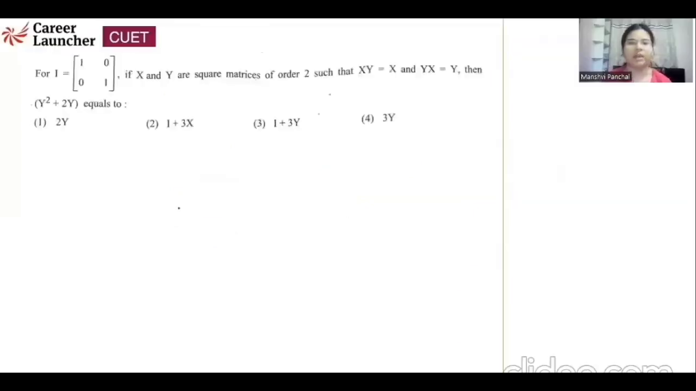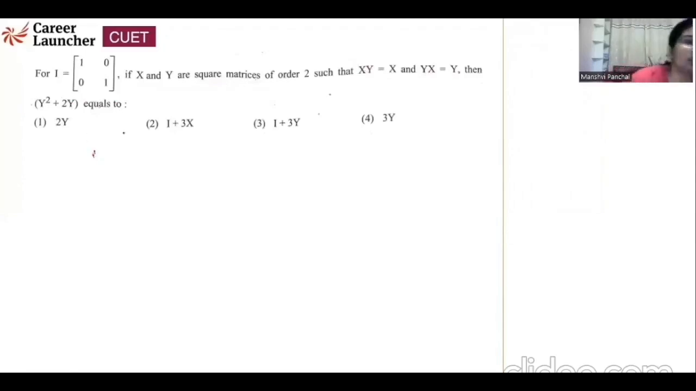Next, we have question number 81. For I equal to this, x and y are two matrices like this. Then y squared plus 2y equals to what? So y squared can be written as xy equals x and yx equals y. Then y squared plus 2y is equal to what?